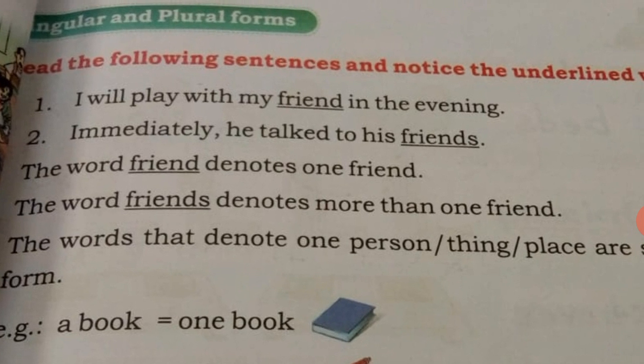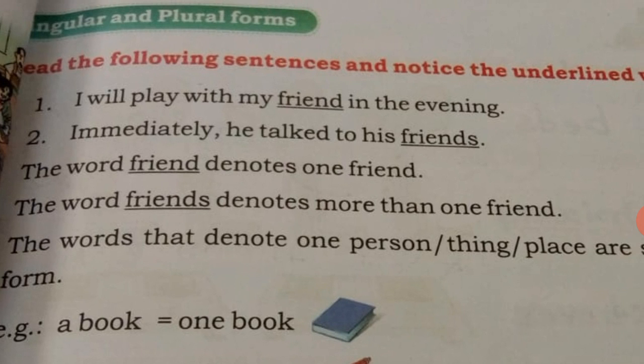Okay, go to the next page. Here what they have given, let's see. Singular and plural forms. Read the following sentences and notice the underlined words. First sentence: I will play with my friend in the evening. They have underlined the word friend. Friend means here only one friend.